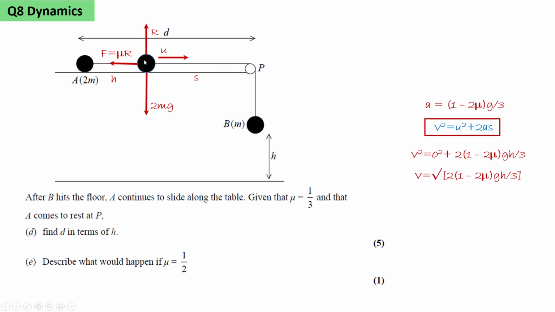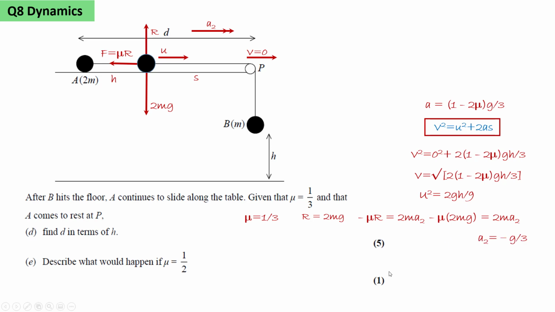The initial velocity will be the velocity of B when it hits the ground. We know that u squared equals (1 minus 2μ)gh over 3. Substituting μ equals a third into this expression, we can see that u squared will be 2gh over 9. Let's assume the new acceleration will be a2. μ is a third, R is 2mg. The friction, minus μR, will be 2ma2, and so we can calculate a2 equal to minus g over 3.